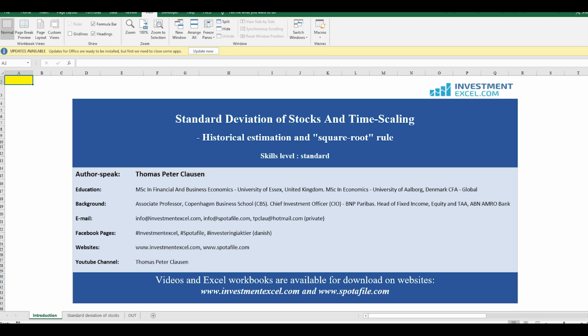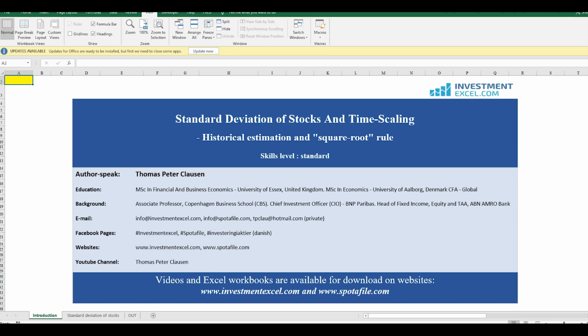I'm here today to talk about standard deviation of stocks and time scaling of standard deviation. This is a topic that has been requested on investmentexcel.com, and as such it's in the category popular topics on the site. I will show you today how to use on a historical time series Excel's built-in functions of standard deviation and variance, and I will show you how to manually calculate it so you know what's going on.